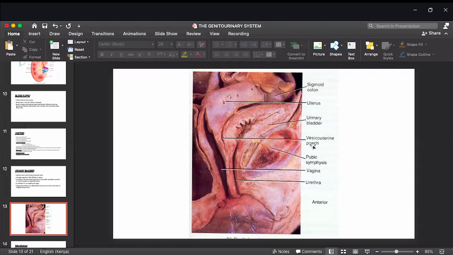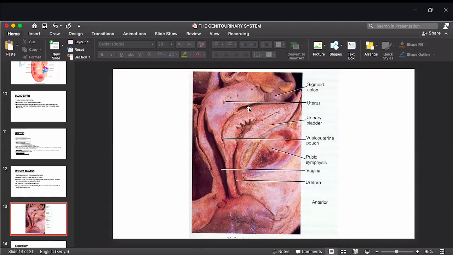Then this is the vesicouterine pouch. Then there's this pouch here, which is called the pouch of Douglas. So the pouch of Douglas will meet it. If you read most of the ultrasound reports, it will be telling you there is no free fluid in the pouch of Douglas, or some people say in the cul-de-sac. So if there is free fluid here, mostly it means that this patient has pelvic inflammatory disease. Not all of them.